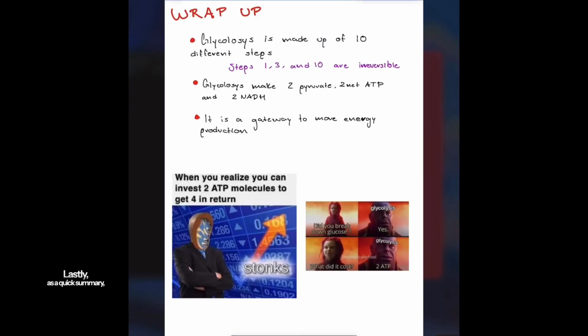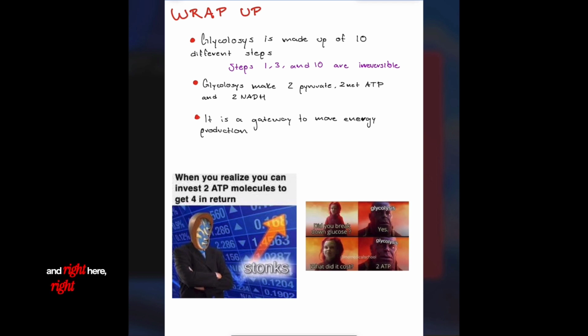Lastly, as a quick summary, I would like to wrap things up by summarizing what we've learned so far. Glycolysis is made up of 10 different steps, and it is important to remember that steps 1, 3, and 10 are all irreversible. Glycolysis makes 2 pyruvate, 2 net ATP, but 4 ATP in total. It's a very important fact to remember, and 2 NADH. Lastly, glycolysis is the gateway to more energy production.